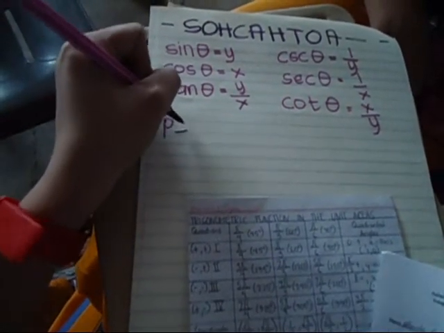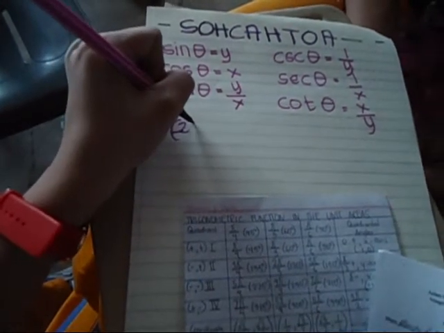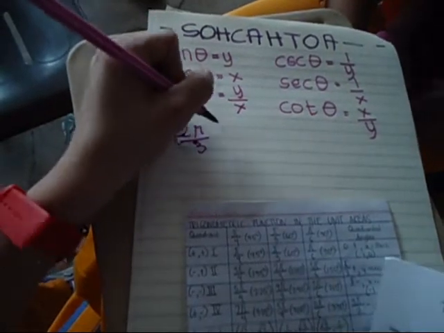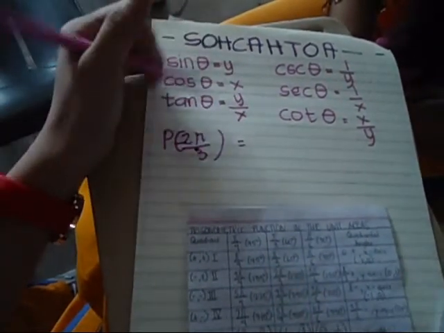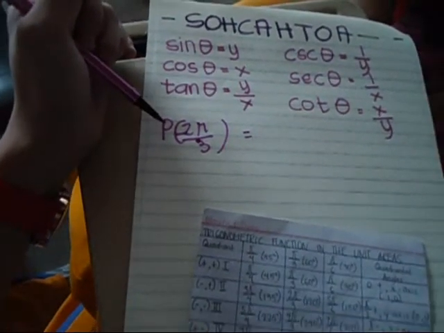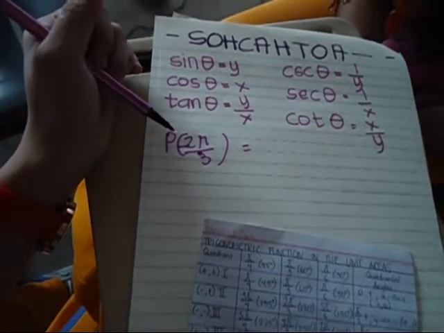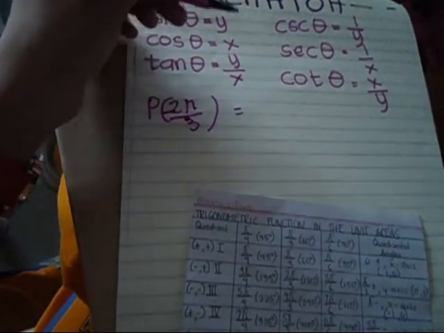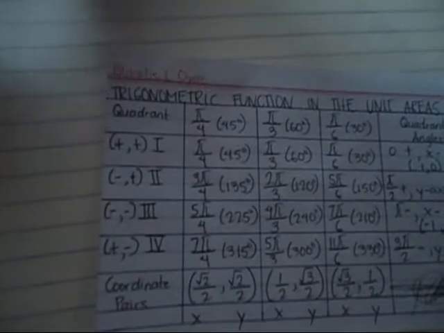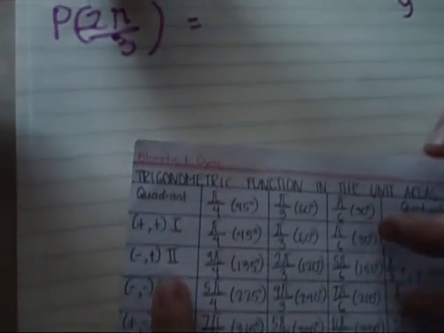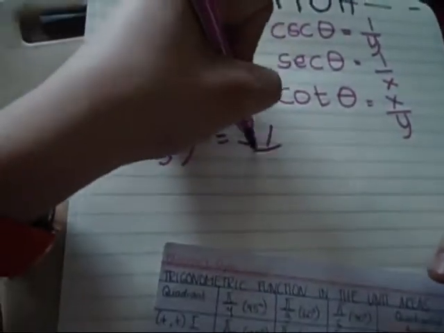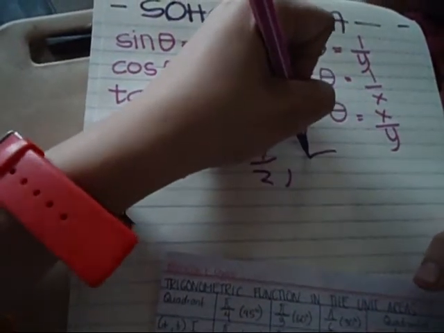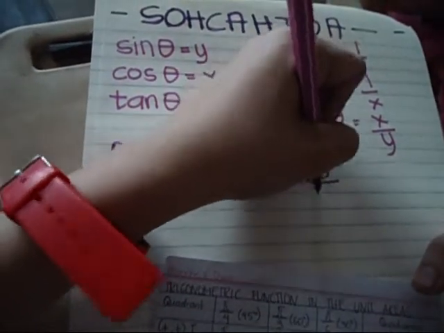Example 1: 2 pi over 3. First, you have to find in your index card where it belongs in the quadrant. So 2 pi over 3 belongs to quadrant 2. So it would be negative 1/2 and square root of 3 over 2.